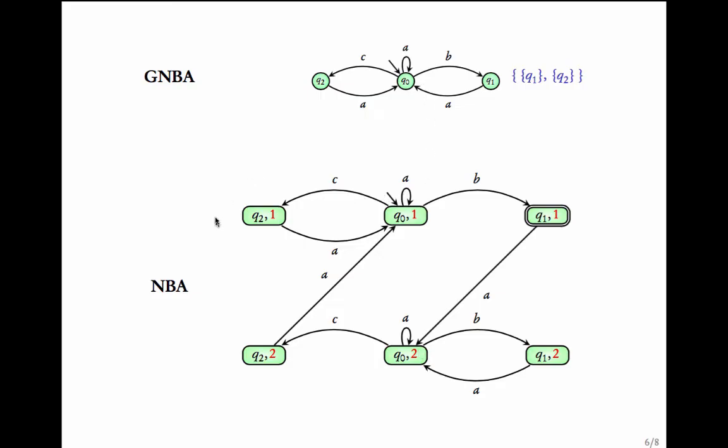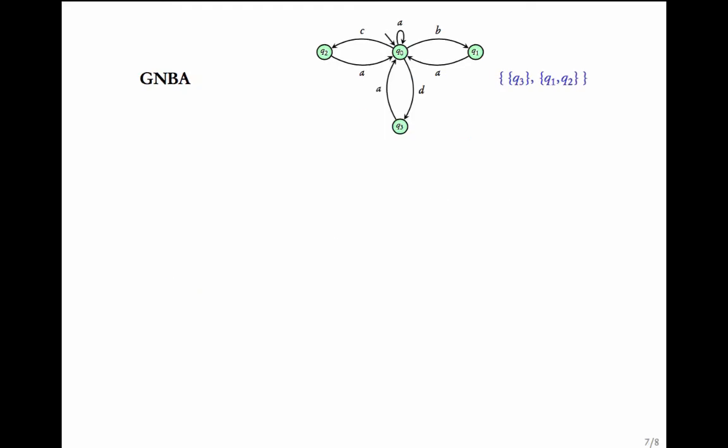As you see, if you wanted an NBA for the same property, you should have given an NBA with more states. On the other hand, the GNBA has only 3 states, just that the accepting condition is modified. A generalized non-deterministic Büchi automaton can be considered as syntactic sugar. Let us see how this example works.